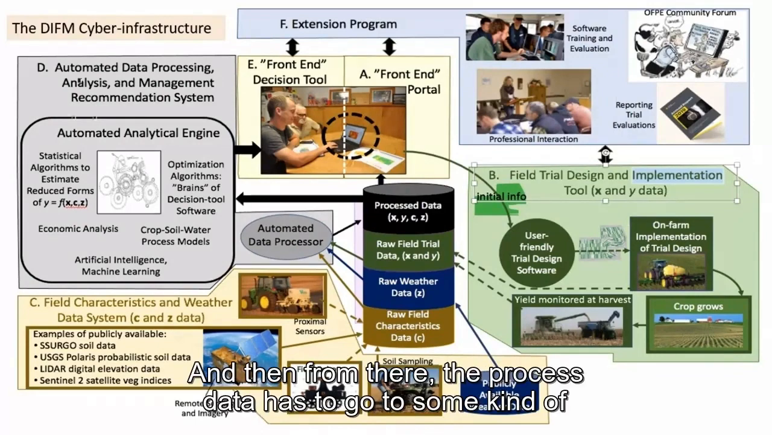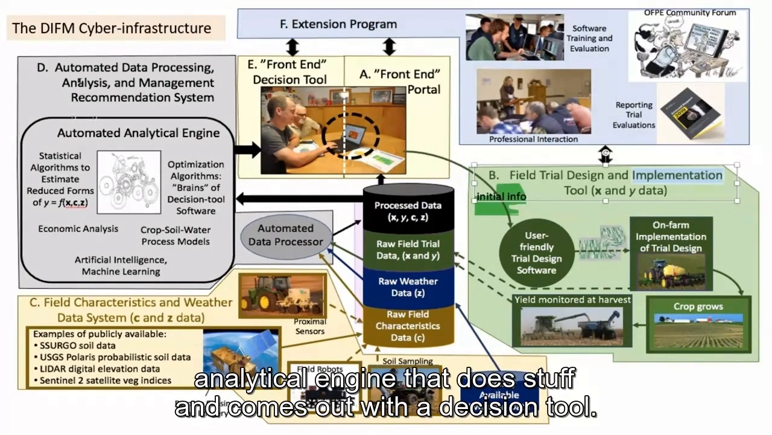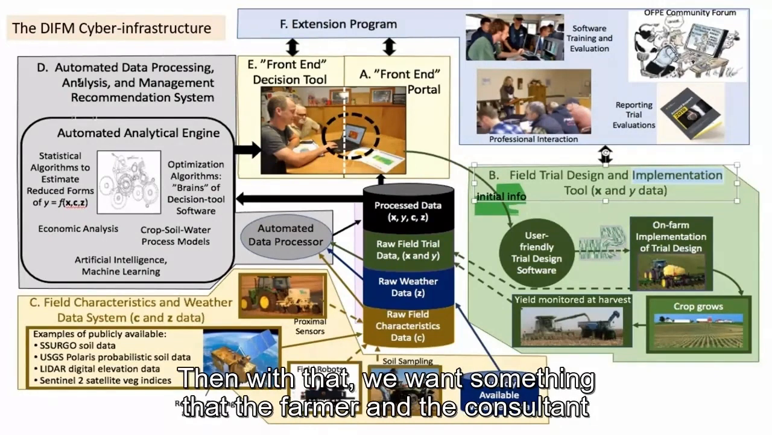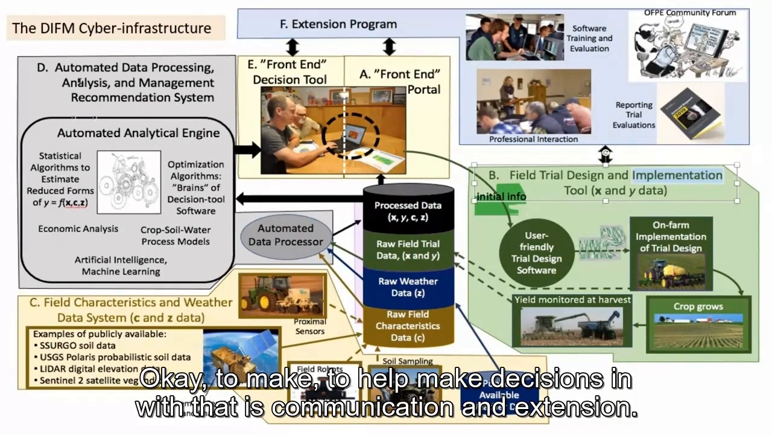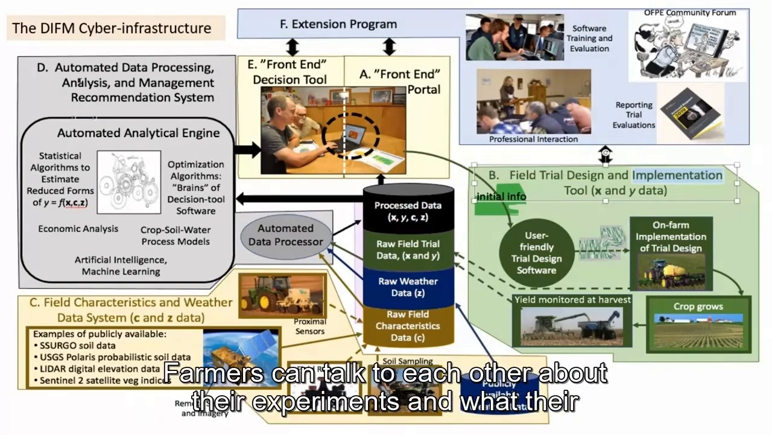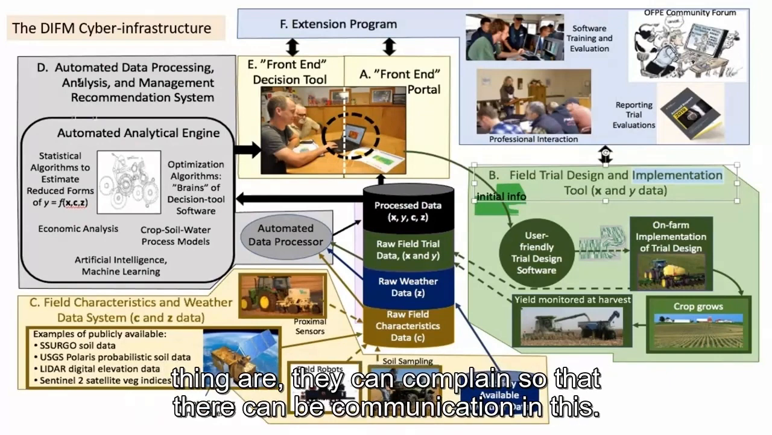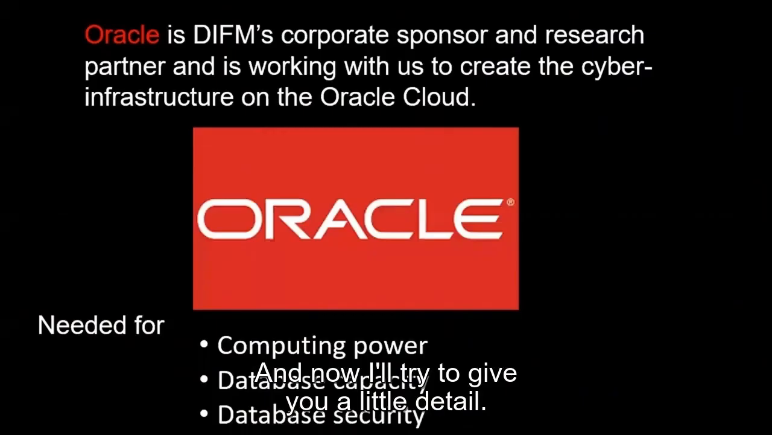Then from there, the processed data has to go to some kind of analytical engine that does stuff and comes out with a decision tool. With that, we want something that the farmer and the consultant can sit down with and work with to help make decisions. In with that is communication and extension. We imagine something where people can talk to each other. Farmers can talk to each other about their experiments and what they're thinking, or they can complain, so that there can be communication in this. So that's the cyber infrastructure, and now I'll try to give you a little detail.